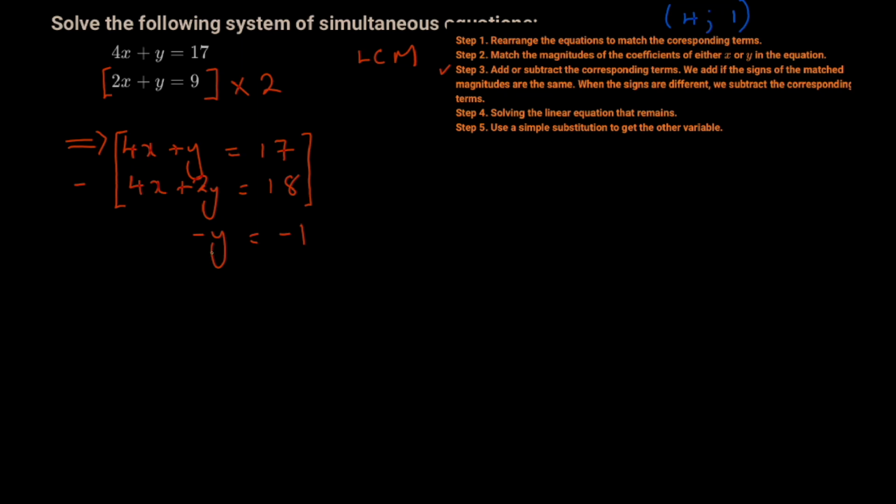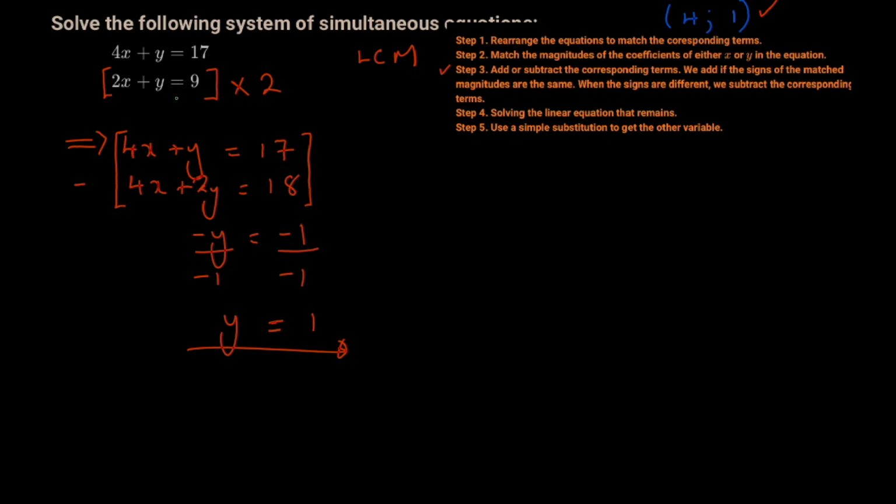And then to get y here, you're supposed to divide by -1. So we're going to divide by -1 and you get y equal to 1 like this. And notice that this value of y that we're getting is also the same value of y that we got previously. Which is great, and it shows that we're doing the right thing.